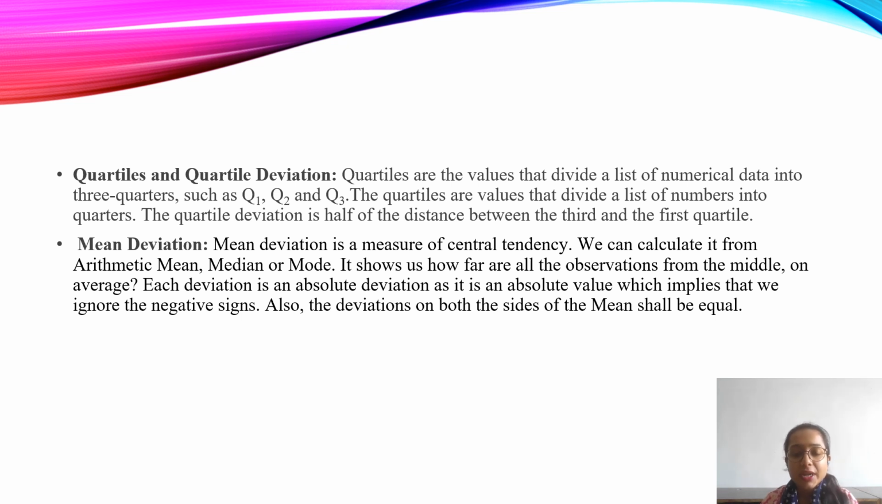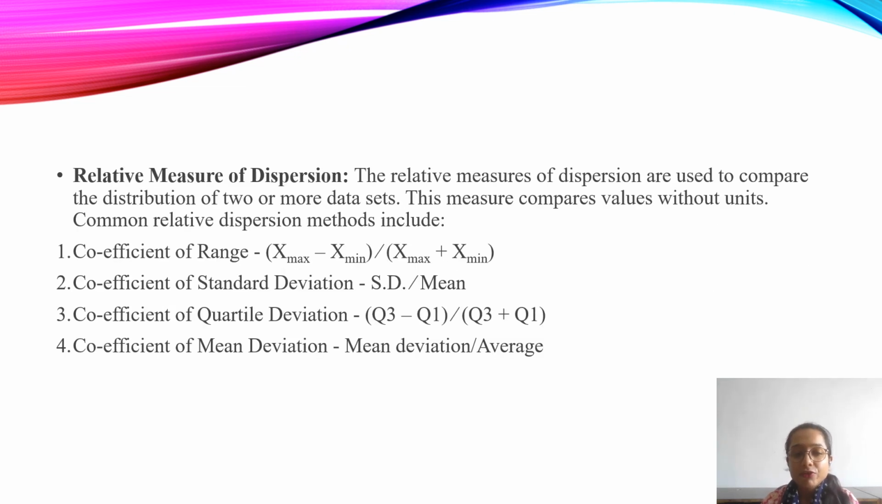Each deviation is an absolute deviation as it is an absolute value, which implies that we ignore the negative signs. Also, the deviations on both the sides of the mean shall be equal. Now, relative measure of dispersion.